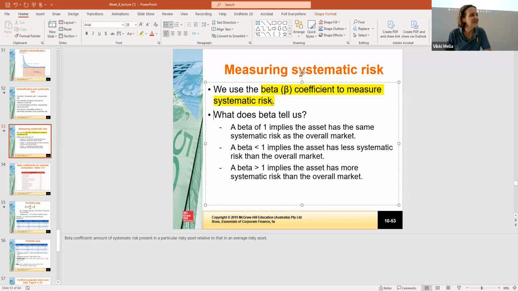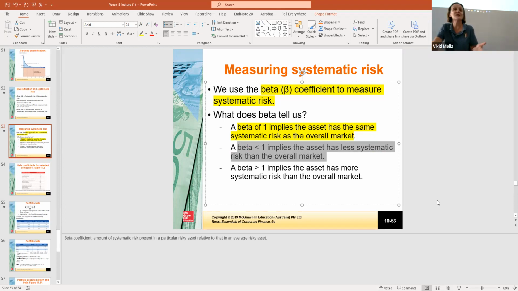So beta is a measure of systematic risk, and it's a relative measure. If beta for a company is 1, so if ANZ Bank had a beta of 1, that tells us they have the same systematic risk as the market overall. The same systematic risk if beta is 1. If beta is less than 1, all we're saying is that that particular company has less systematic risk than the market overall. They're a bit safer.